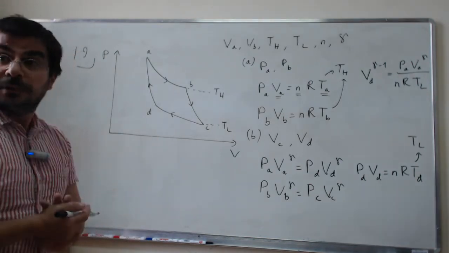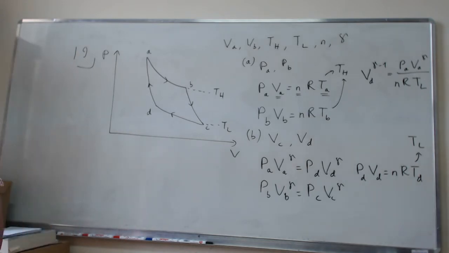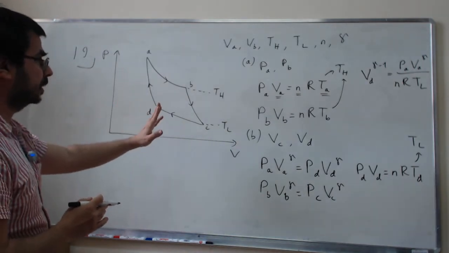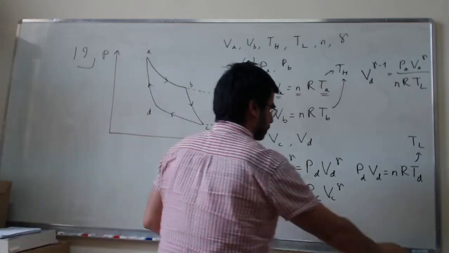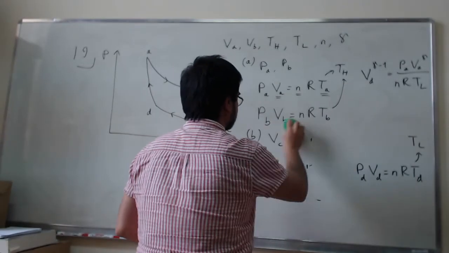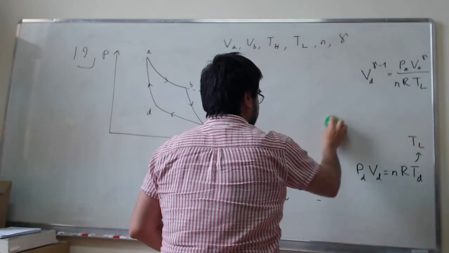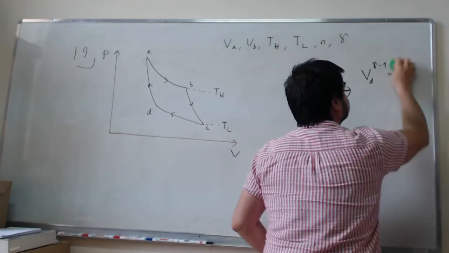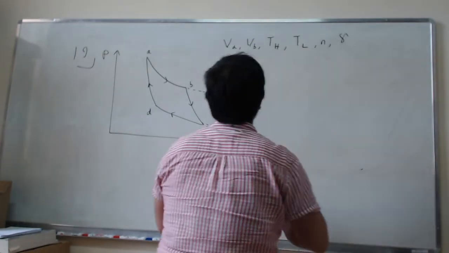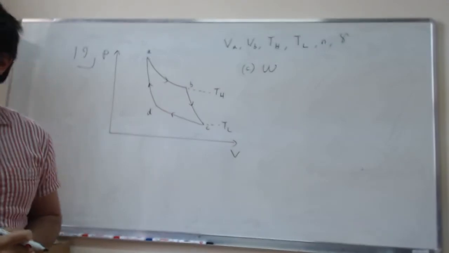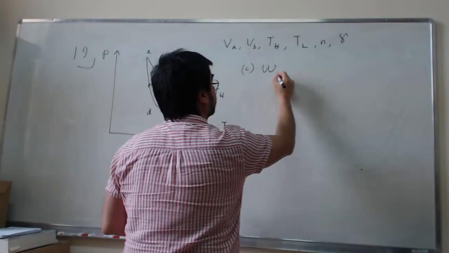Okay. So for part C, what is the work done along the process AB? So at this point, we know everything about these points, right? And now we're going to look at the processes. So I'll just erase this. But keep in mind that we know the temperature, pressure, and volume at all the points A, B, C, and D. So for part C, what is the work done along the process AB?